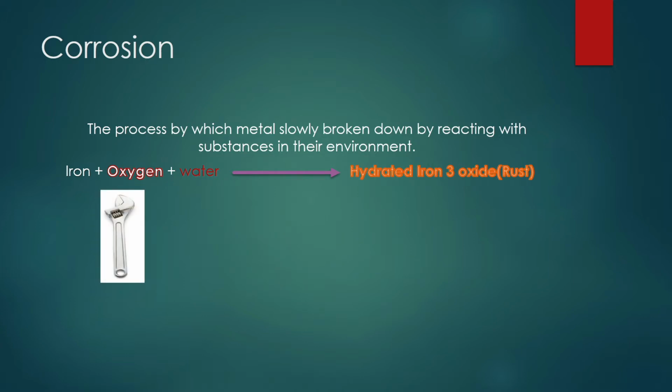Here is a picture of a wrench. When it reacts with oxygen and water vapor in the atmospheric air, it forms a rusted wrench that consists of hydrated iron(III) oxide deposits on it.